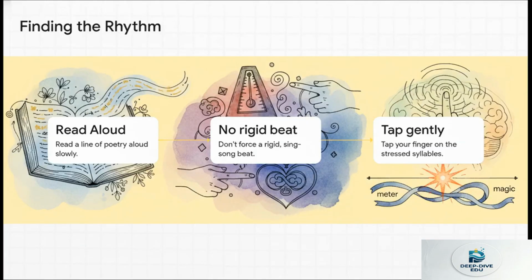To really hear this underlying pulse, you've got to interact with it. And there's a simple 3-step trick for this. First, just read a line of poetry aloud, nice and slowly. Second, and honestly this is the most crucial part, don't force a rigid sing-song beat. Poetry works because it mimics actual speech, not because it overrides it. And third, just gently tap your finger on the stressed syllables as you speak.